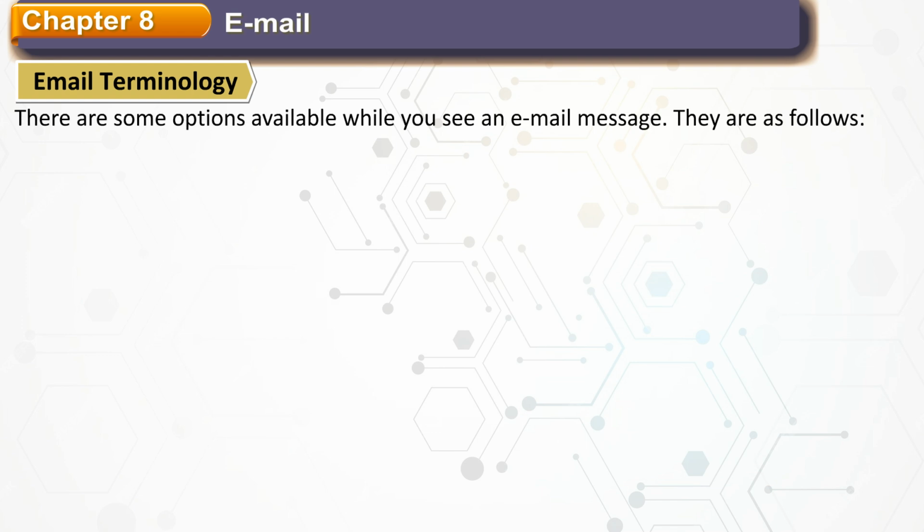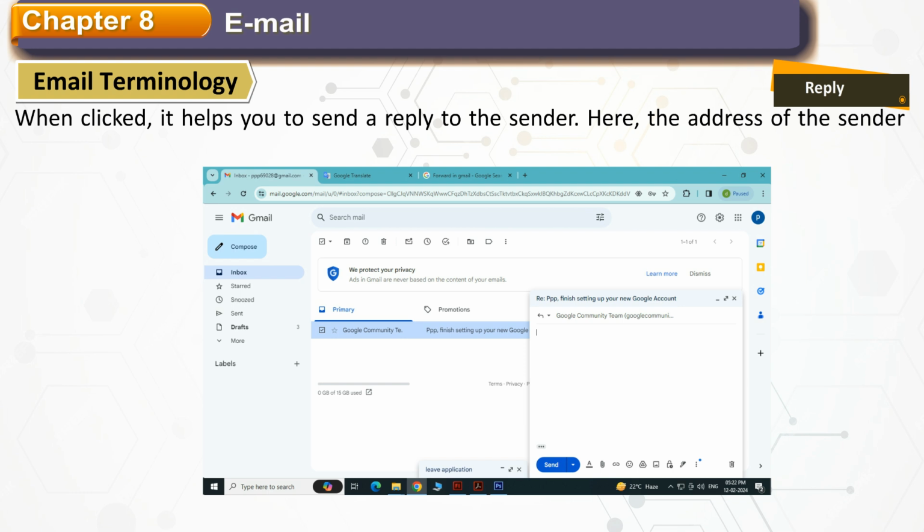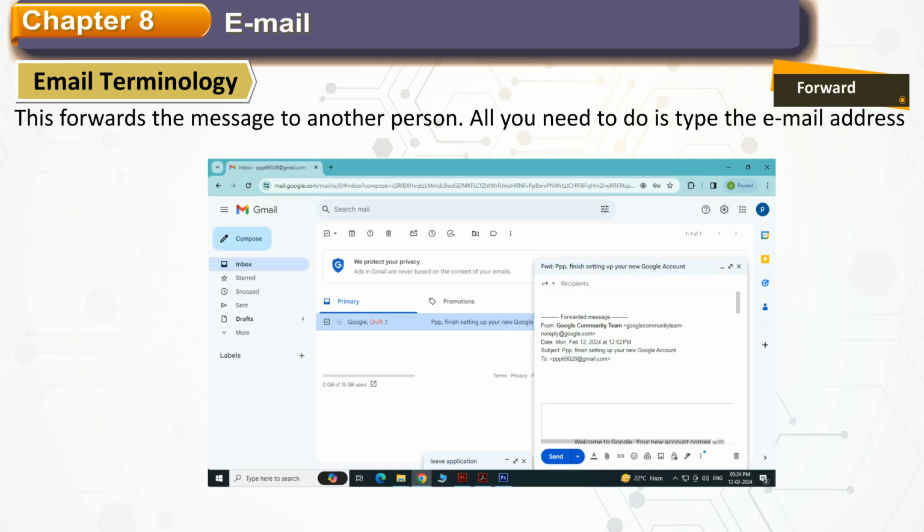Email terminology. There are some options available while you see an email message. They are as follows. Reply. When clicked, it helps you to send a reply to the sender. Here, the address of the sender automatically appears in the To box. Forward. This forwards the message to another person. All you need to do is type the email address of the person you want to forward it to.